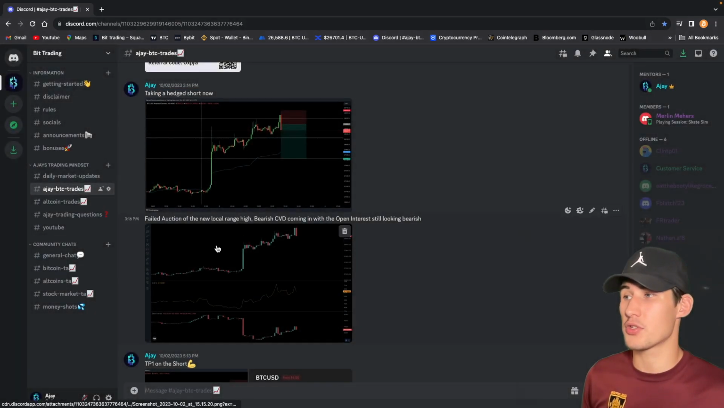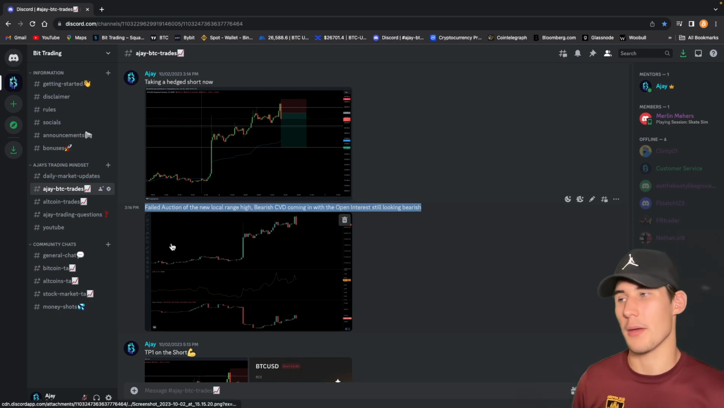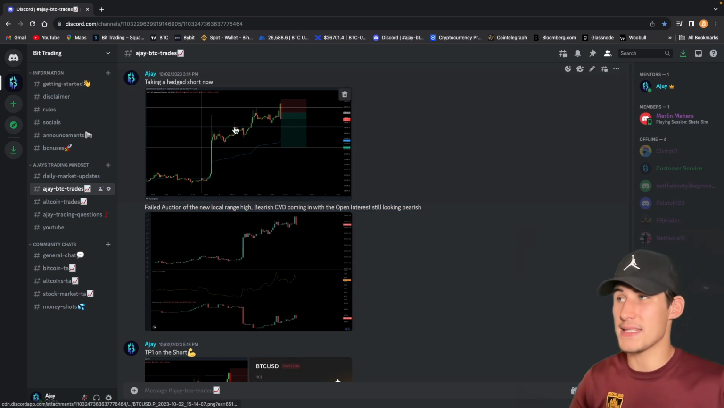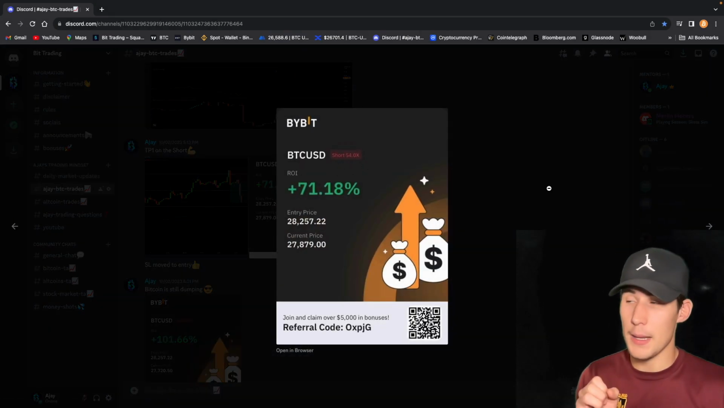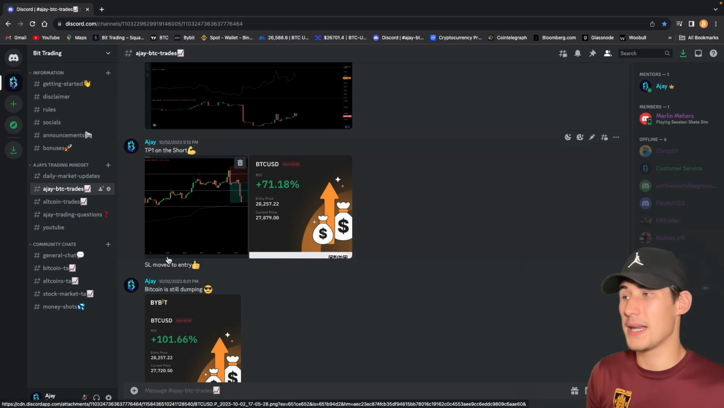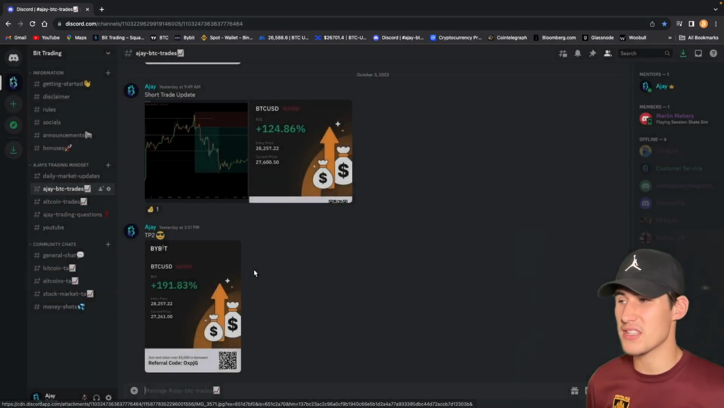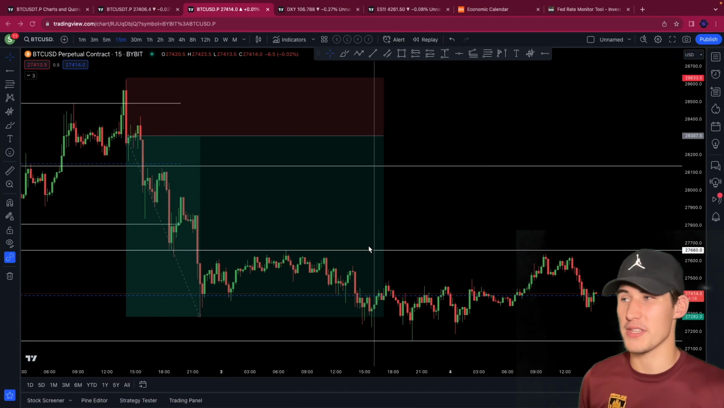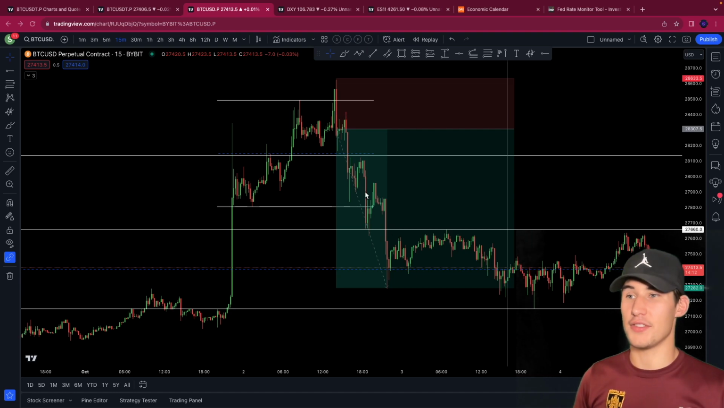Now I showed the setup to my team, and I told them why, because we were seeing that failed auction of the new local range high with bearish CVD coming in, and the open interest was already looking bearish as well. So that was enough for me to enter into that short position. Very quickly, again, we took TP1 on the short at 71%, an amazing TP1 on that short position, and we moved the stop loss to entry, obviously to make that trade completely risk-free, and that trade continued on to yield us some really nice profits, and we took a TP2 yesterday at 191%. So this trade has yielded us some really nice profits, and we have taken full advantage of that push towards the upside and then the dump that followed.